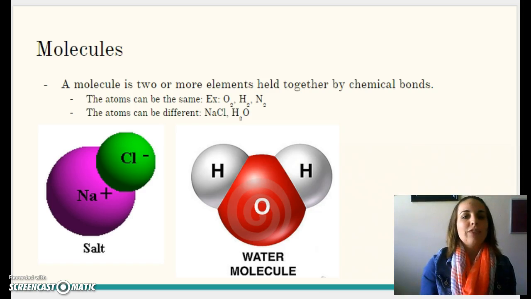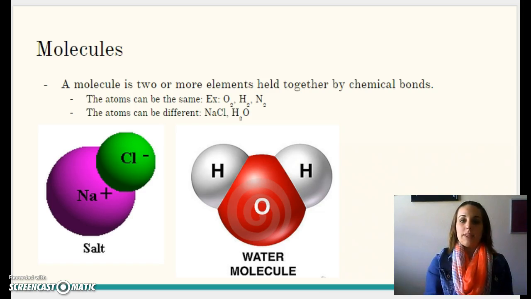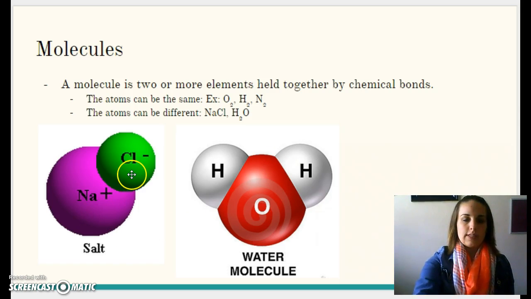Now when we get a bunch of elements bonded together, we end up with something called a molecule. And a molecule is just when 2 or more elements are held together by chemical bonds. Those atoms could be the same, so we could have 2 oxygen atoms come together and we have O2, or we could have 2 hydrogen atoms come together, 2 nitrogen atoms come together. They could also be different. Here we have Na, which is sodium, and Cl, chlorine, that are bonded together and they make up table salt. Or we have 2 hydrogens here with an oxygen, and that makes up a water molecule.